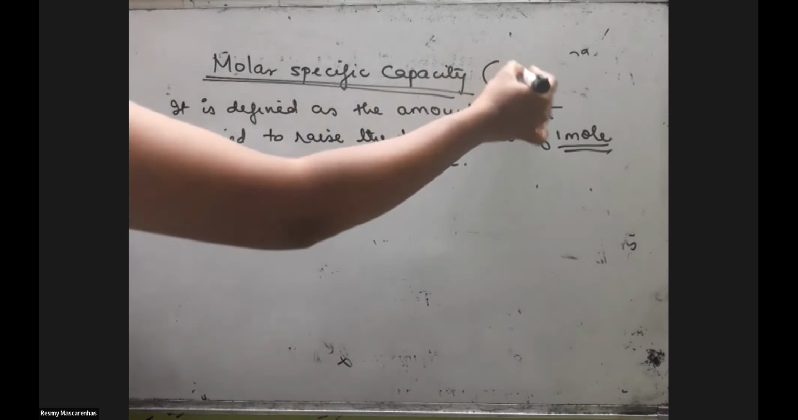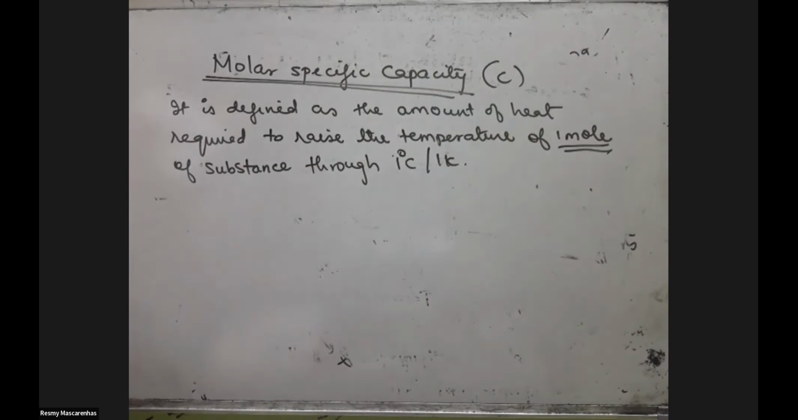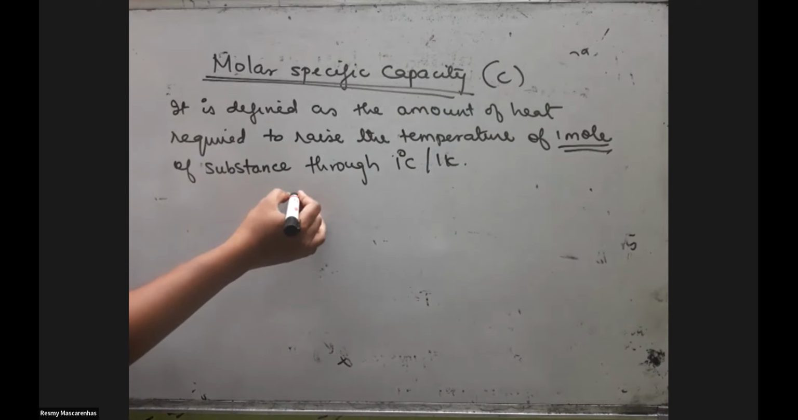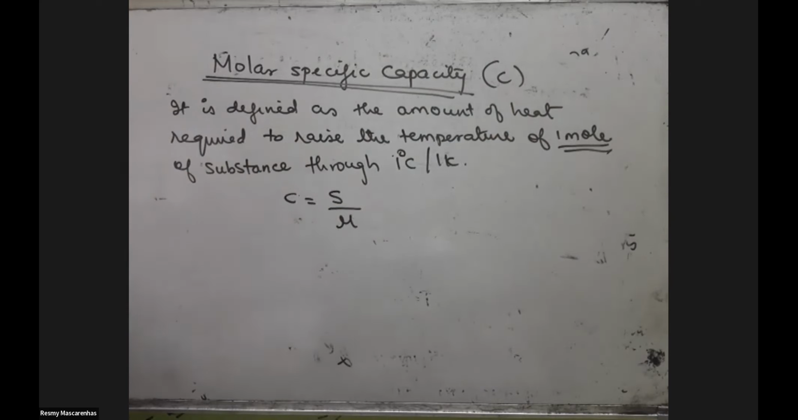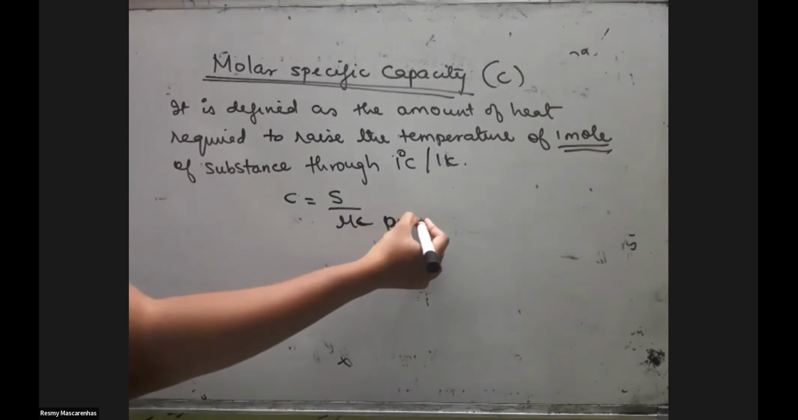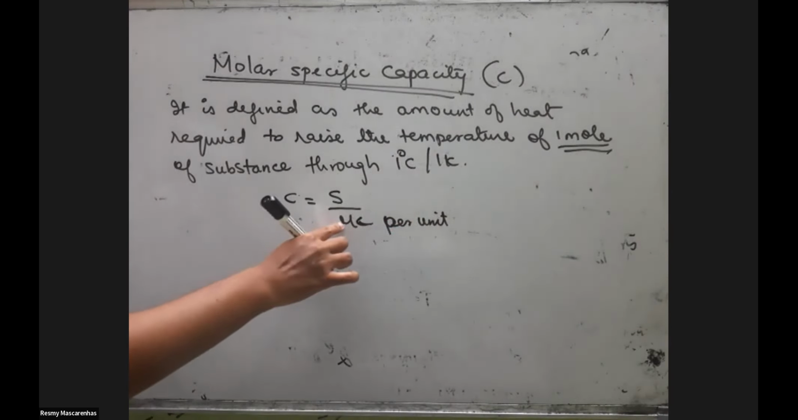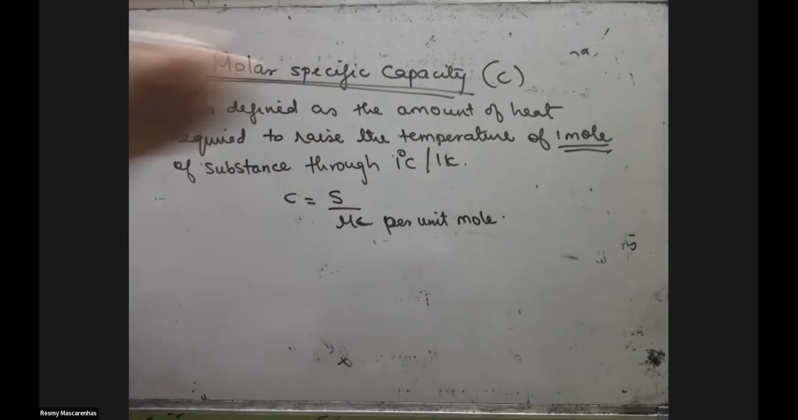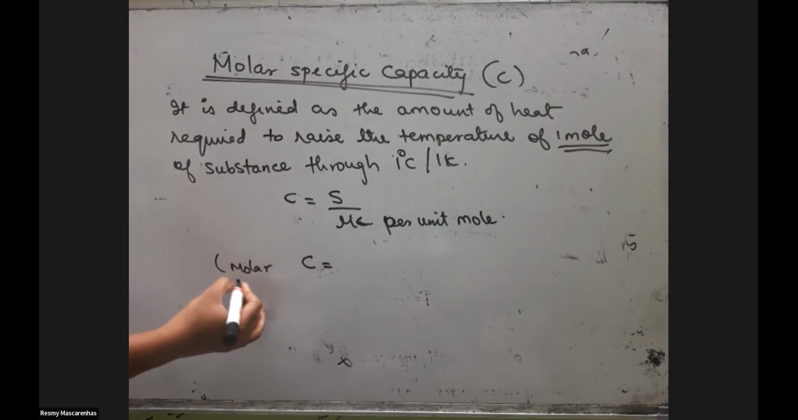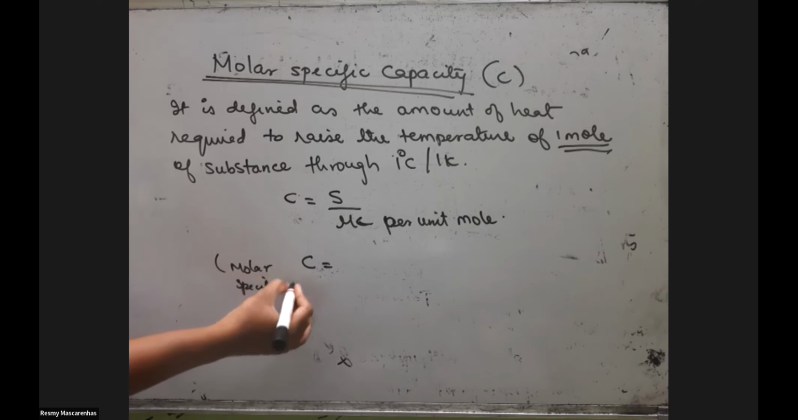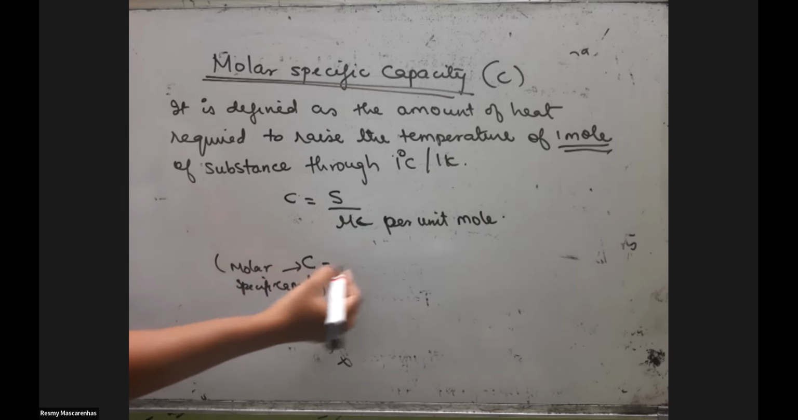It is denoted by C. Specific is denoted by small s, no? Like that, this is denoted by small c. So molar means per unit mole. M is for mass, so mu will be used for mole. So C is the molar specific heat capacity, denoted by C.